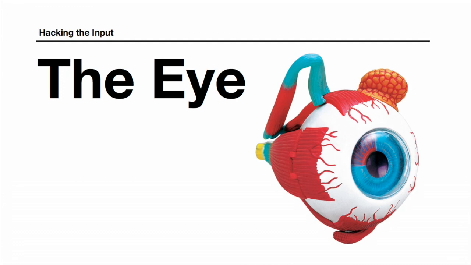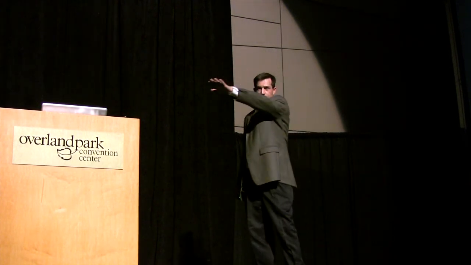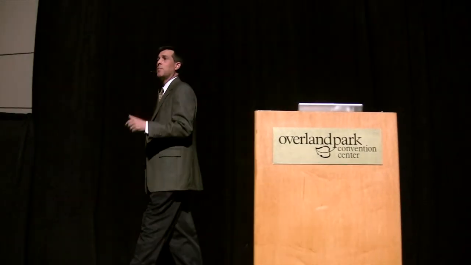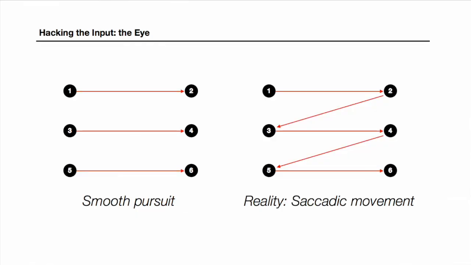What is our input? The input is the eye. So we do know that looking at the physiology of the eye, it does not move in a continuous, smooth path, even though we think it does. That's because the brain is compensating for the rapid movements in our eyes. You probably didn't know this, but the fastest moving part of your body on the exterior is, in fact, the eye. It's constantly jumping back and forth.